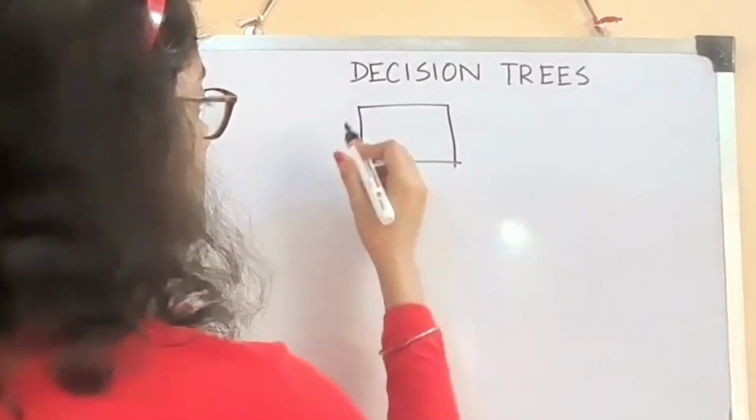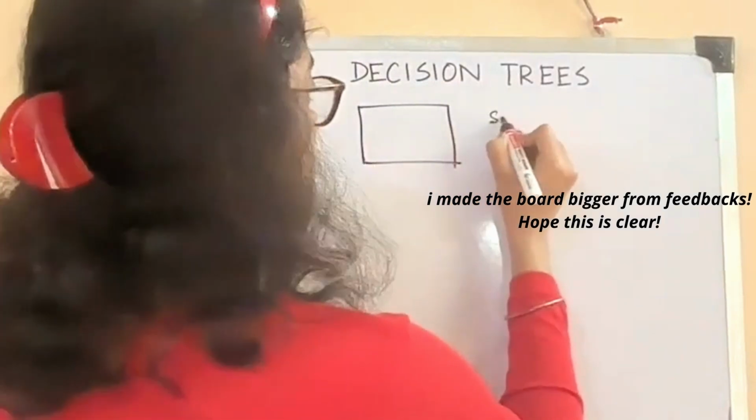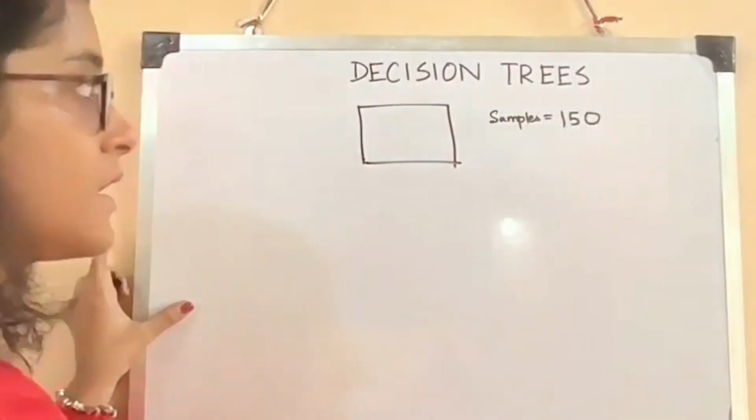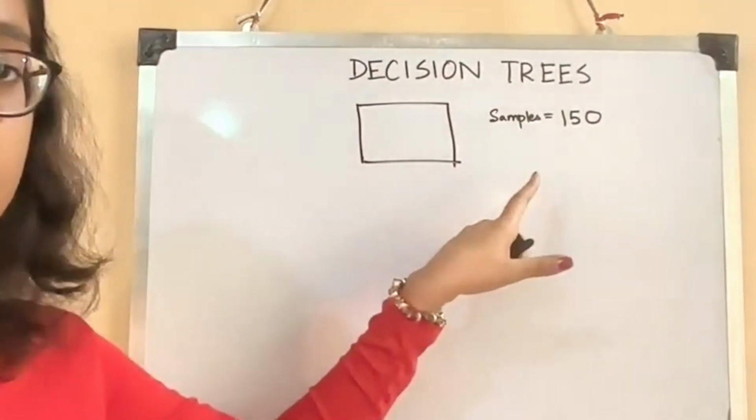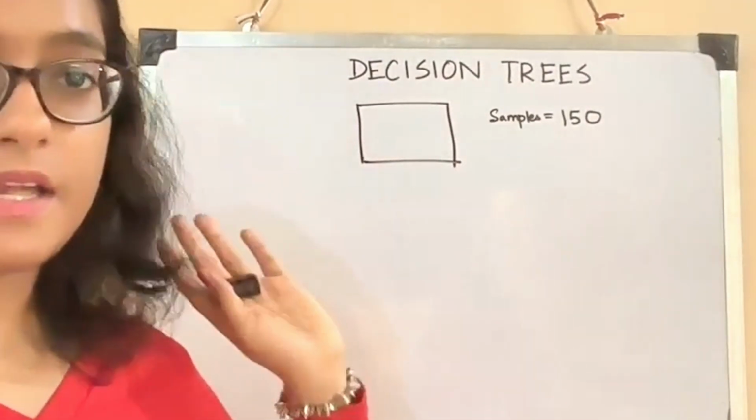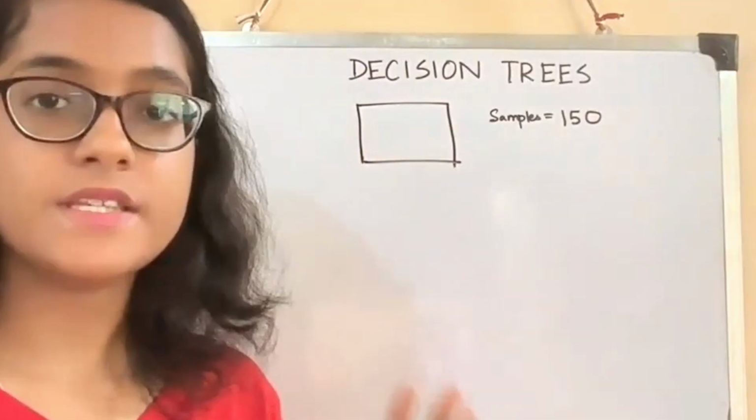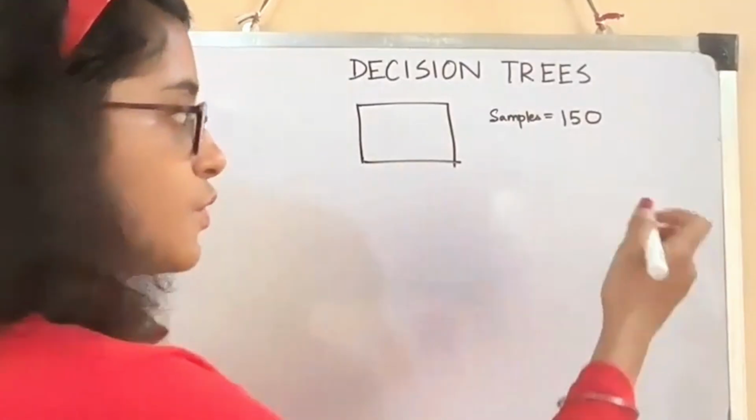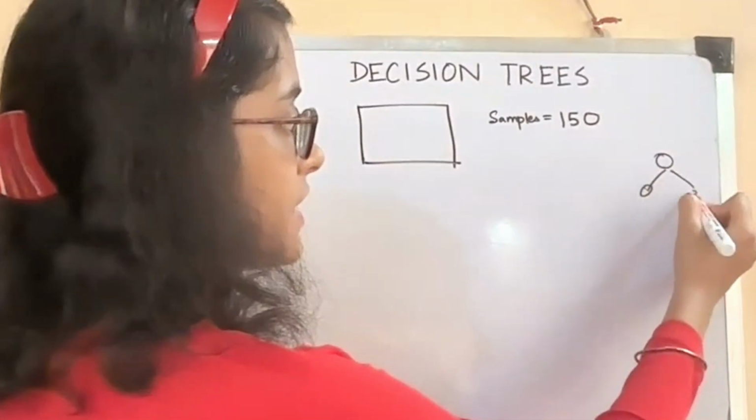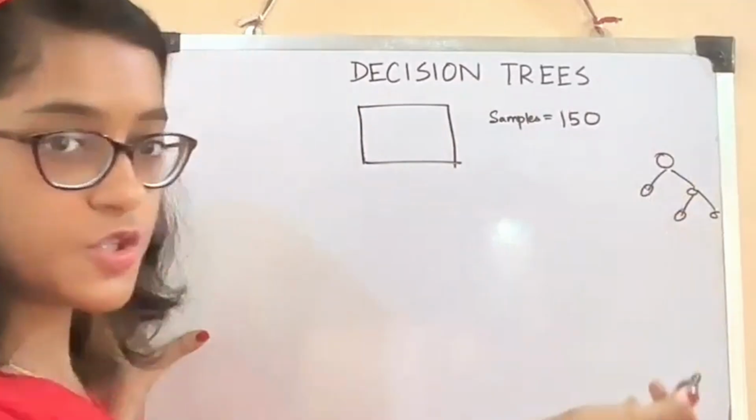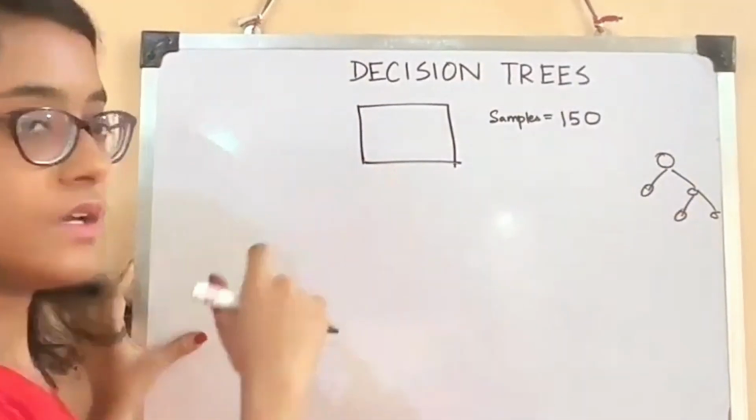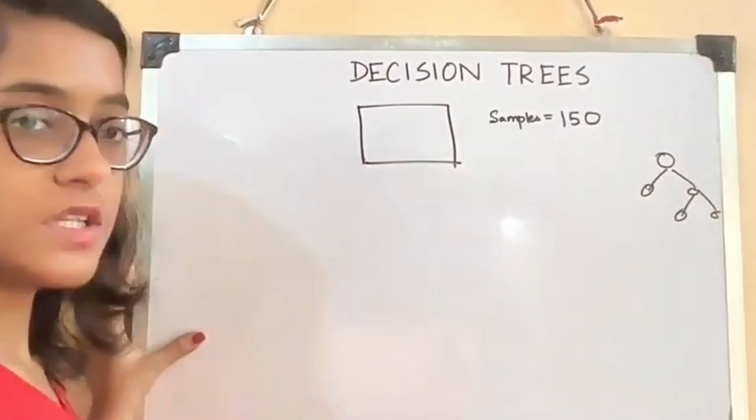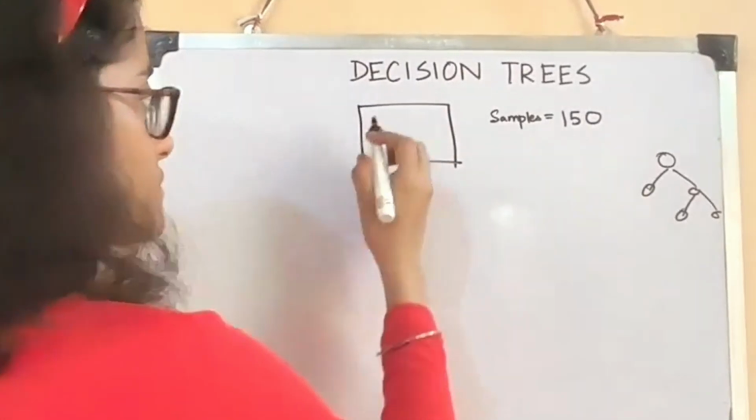Suppose this is our first node. The total number of sample points that we have in our data set in the beginning is 150. At the current moment, the total is 150. So this is the first node in our tree. You know what a tree looks like, right? This is a tree, and this is our first node. We have total samples as 150.